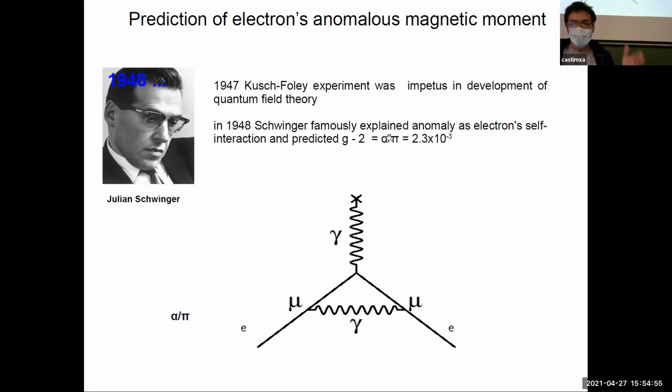It's the fine structure constant alpha divided by pi. So the fine structure constant is approximately 1 over 137, divided by pi. And that's exactly the discrepancy that was seen in the Foley-Kusch experiment. And so that was a huge achievement. It was one of the first big validations of quantum field theory that explained the value of G minus 2 for the electron.